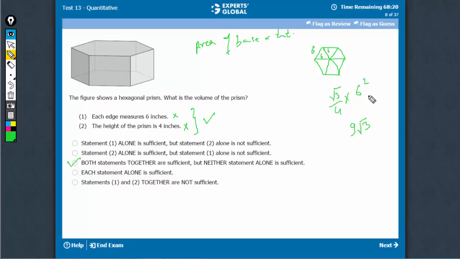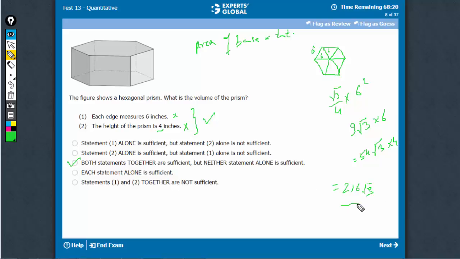There are 6 such triangles. So the area of base is going to be 54 square root 3. That is the area of base. So volume is going to be 54 root 3 into the height, which is suggested as 4, into 4. The volume is going to be 216 root 3 square inches.